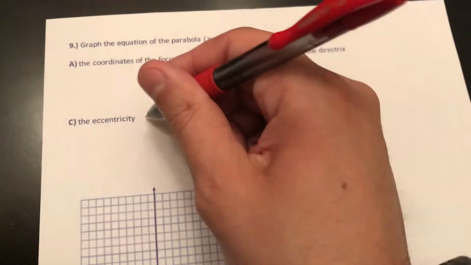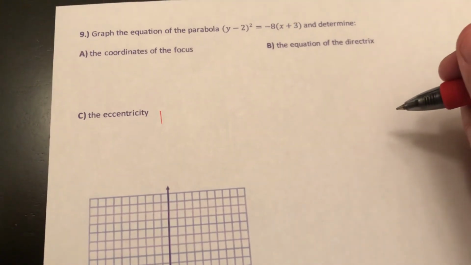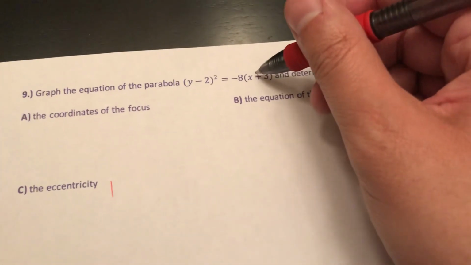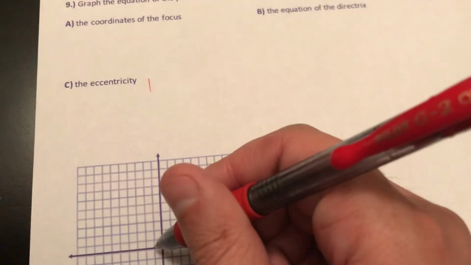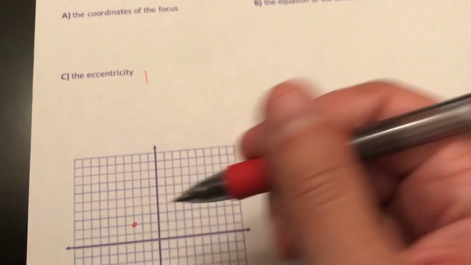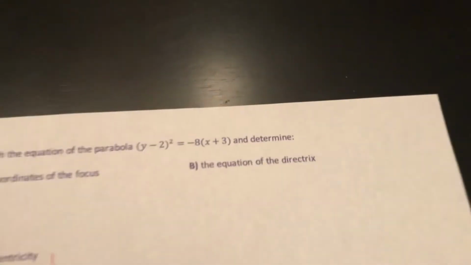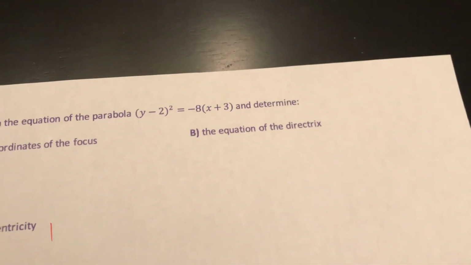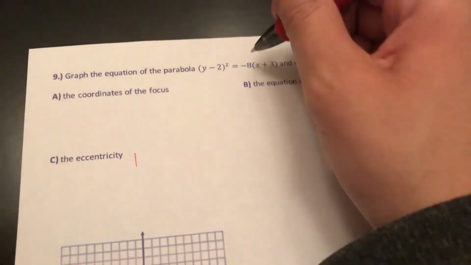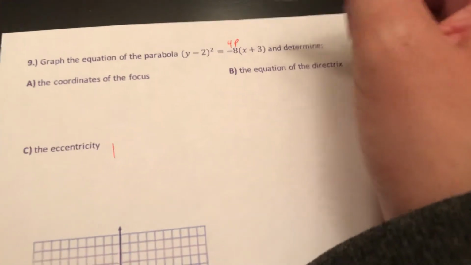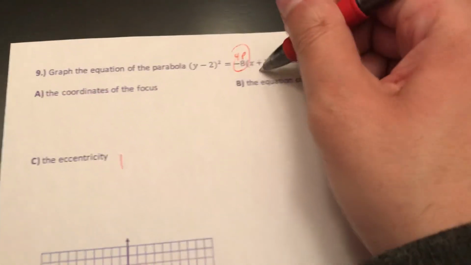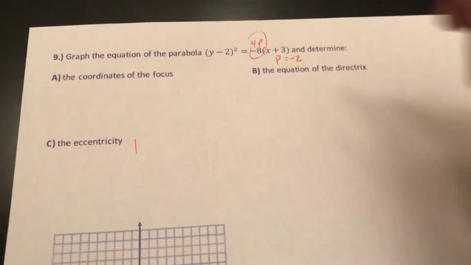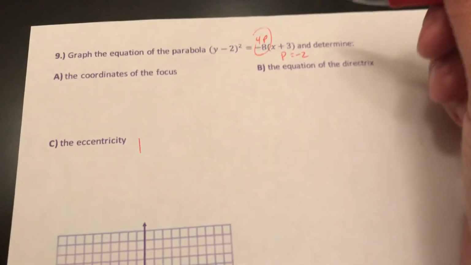All right, and the final question here is a parabola. First of all, remember parabolas always have an eccentricity of 1, so nothing to calculate there. The center of this, or the vertex, I suppose in this case, is going to be at -3, +2. So I might want to start out by plotting that. -3, +2. And remember that that coefficient out in front is 4p. Okay, so that means p is going to be -2, which, by the way, means this is going to open to the left because you've got a negative multiplier out there in front.